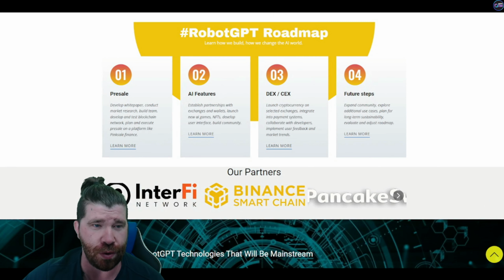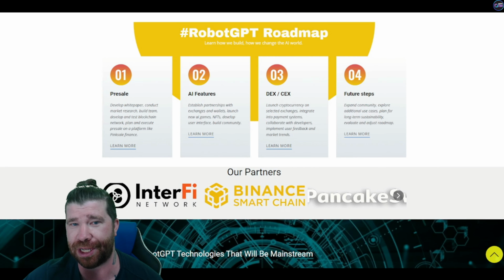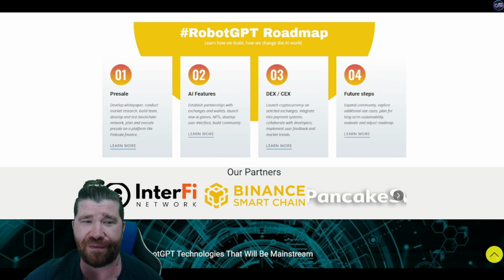And you guys will see we even have a roadmap. We got the pre-sale, which is about to happen, right? So technically it's a fair launch. So we got developer white paper, we got market research, test blockchain, plan, execute, pre-sale, right? Everything's done on PinkSale. Technically, this is a fair launch, right? Not a pre-sale, fair launch.